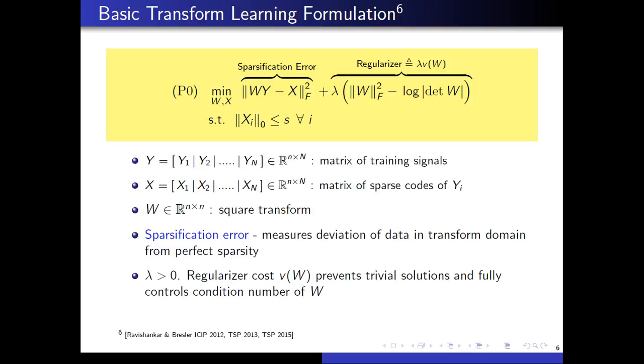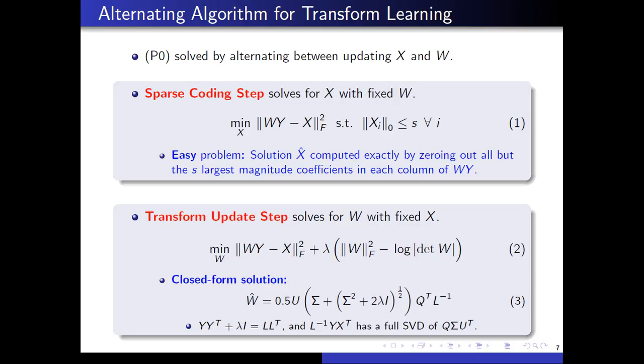Okay, so that's the formulation, and this looks like a complicated optimization problem. In fact, it is. It's a hard optimization problem, but the way we solve it is we alternate. That's a common way to address such problems. So we say the following.